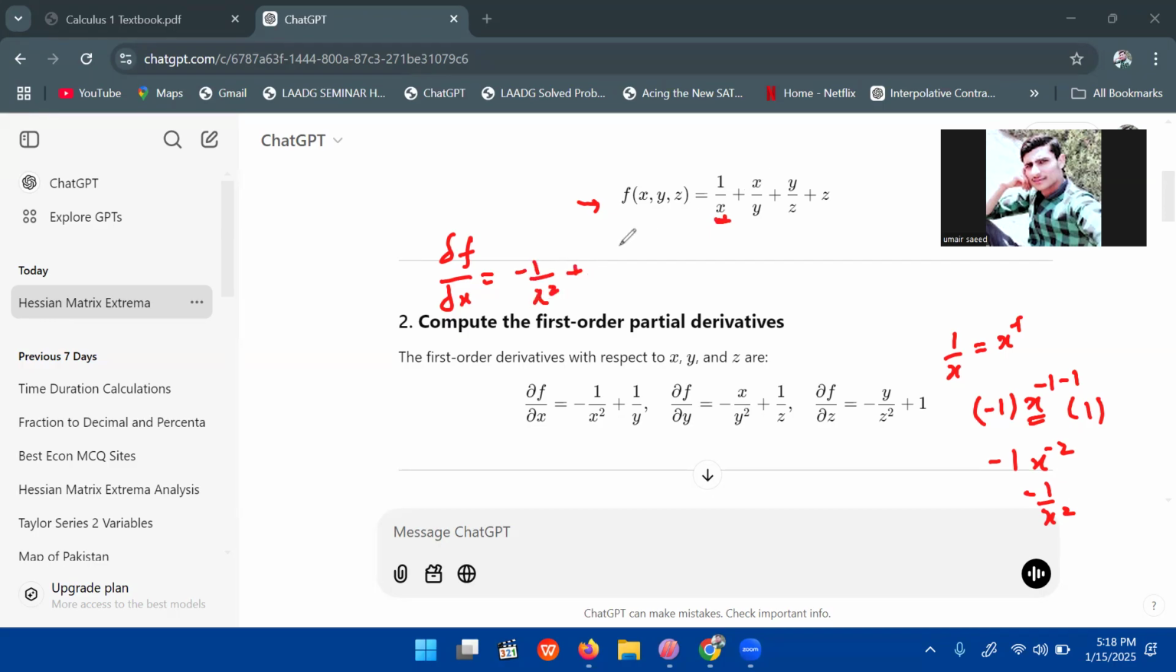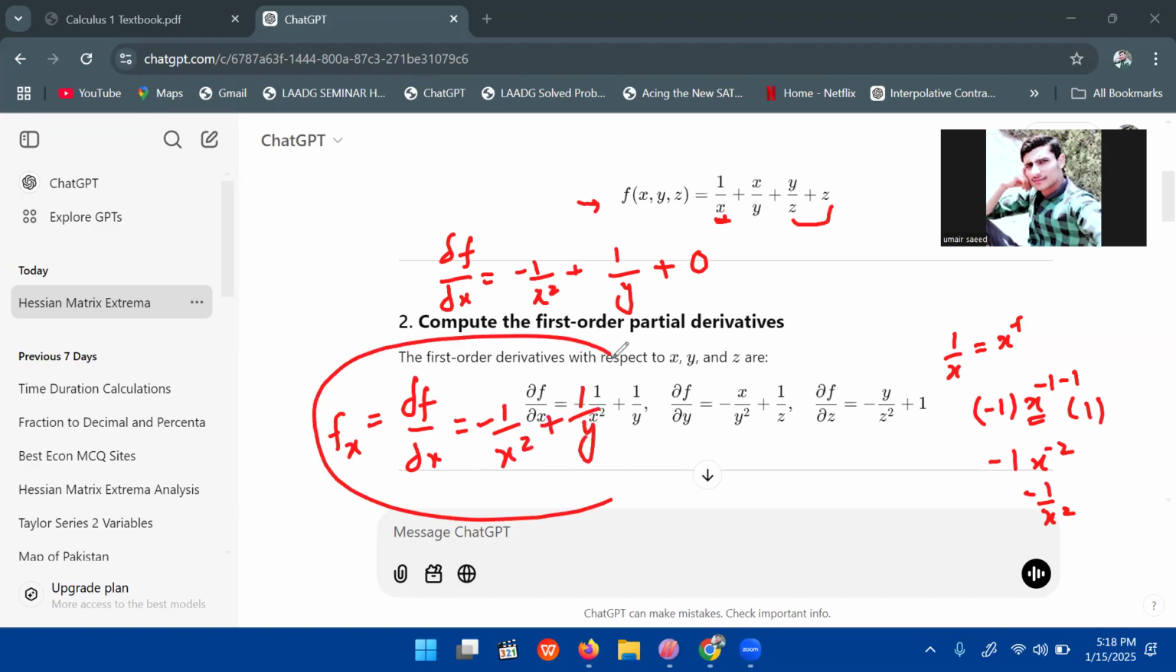Similarly, here we have x over y; the derivative of x is 1, and 1 over y is treated as a constant, so it stays the same. The derivative of y over z and of z is 0 because we are taking the partial derivative with respect to x by treating y and z as constants. So this is our partial derivative with respect to x, which we denote by fx equal to minus 1 over x squared plus 1 over y.